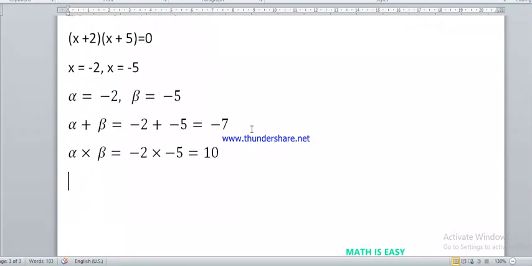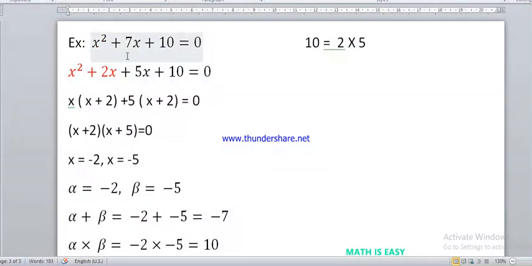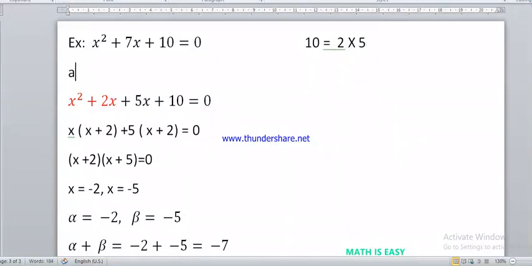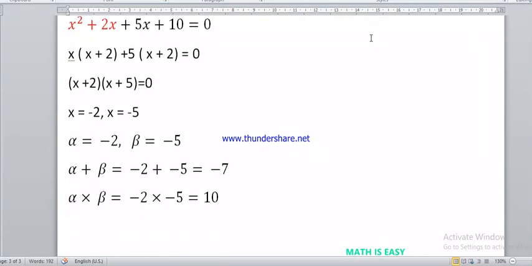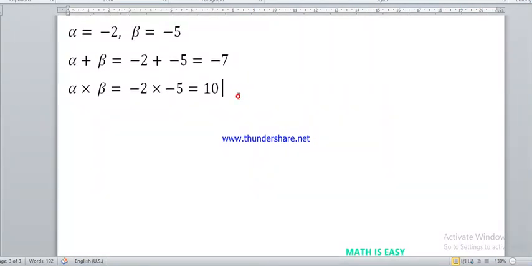For the given quadratic equation, x square plus 7x plus 10 equals 0, the A value is going to be 1, the B value is going to be 7, and the C value is going to be 10. Okay, so what you have to find next is minus B by A. So let me insert the equation.